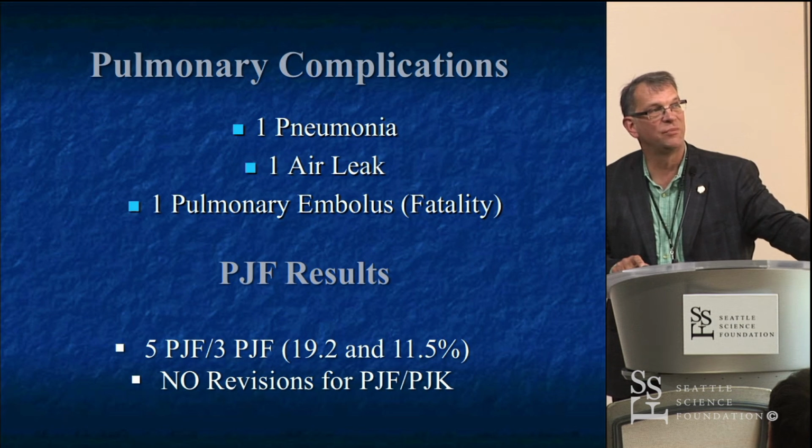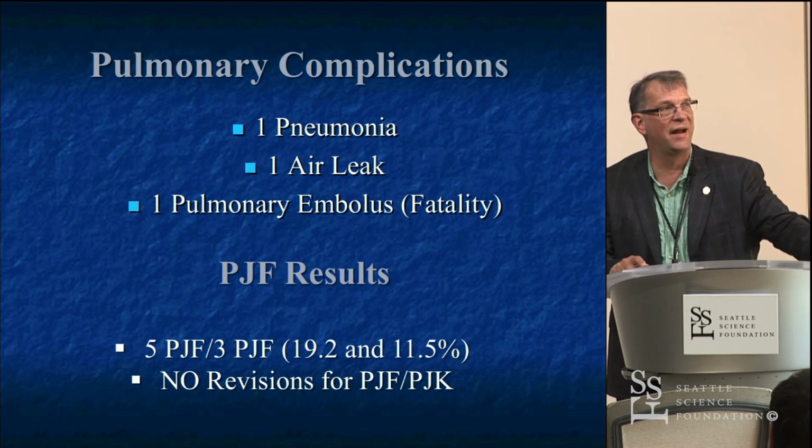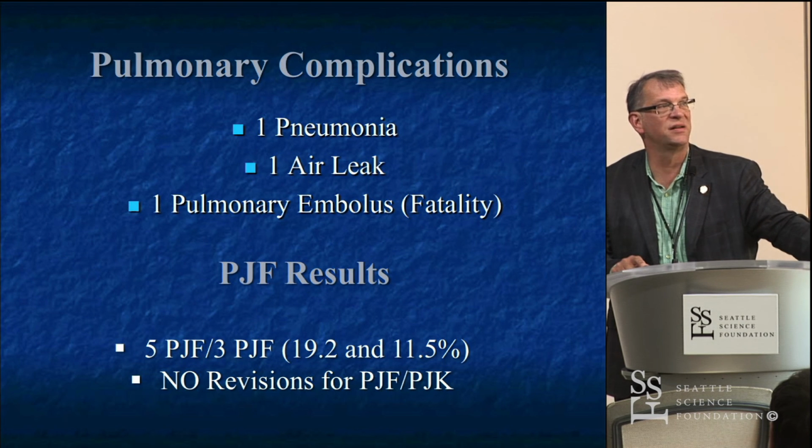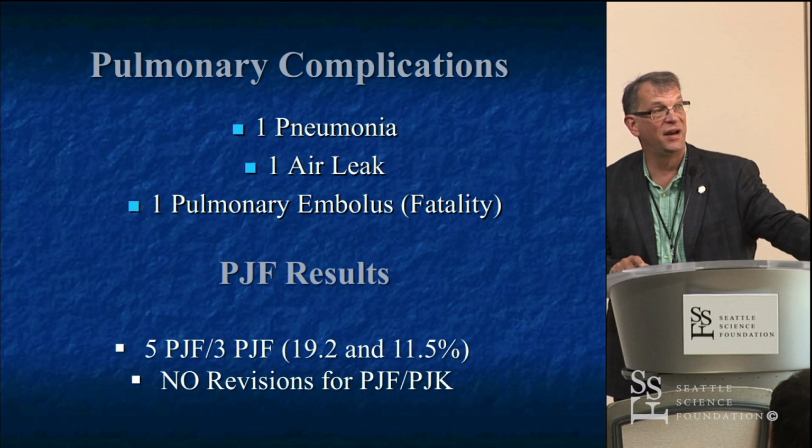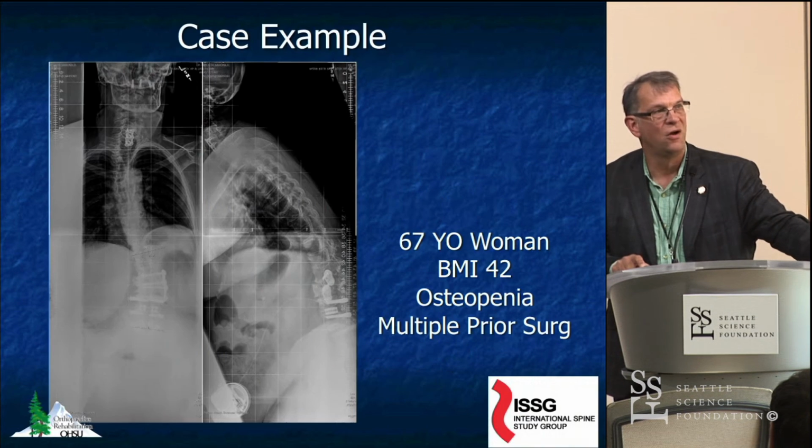And we had relatively few complications, one pneumonia, pulmonary complications, one pneumonia that I think was unrelated, one air leak that was definitely related, and then one pulmonary embolus, which was the only fatality in the perioperative period, and that I think was probably not related to the rib technique. In terms of PJF, we had about a 20% incidence of PJK or PJF, that should read 5 PJKs and 3 PJFs. So the total number of fractures was relatively limited, and none of these required a revision for either junctional failure or junctional kyphosis over now almost 2 years follow-up in all of them.